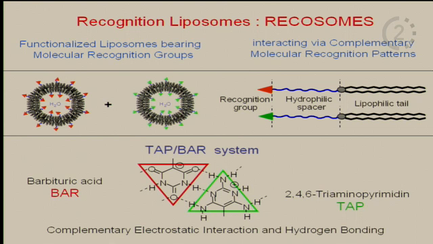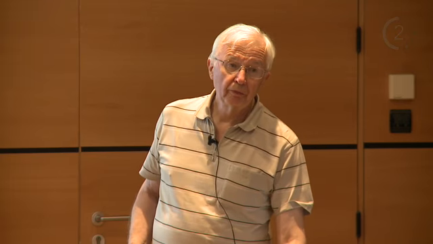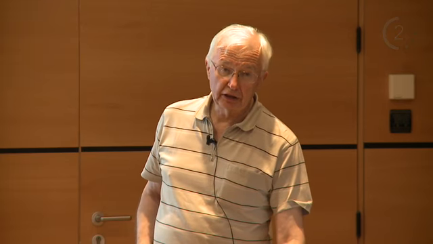The red one can be, for instance, this barbiturate, and the green one, triamino pyrimidine. And these are complementary, with hydrogen bonds at the interface. So these two complementary recognition groups, red and green, you can put them into vesicles and then ask the question, what are the vesicles going to do?